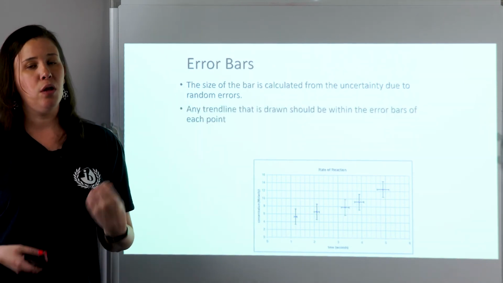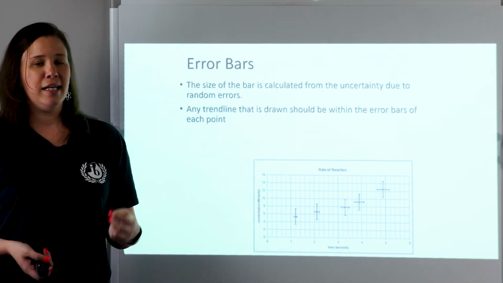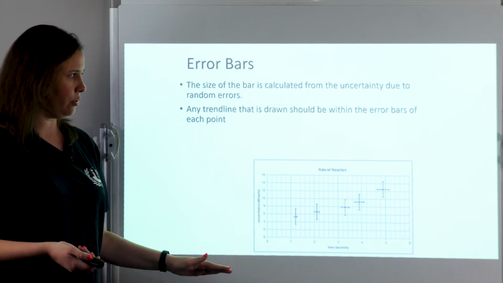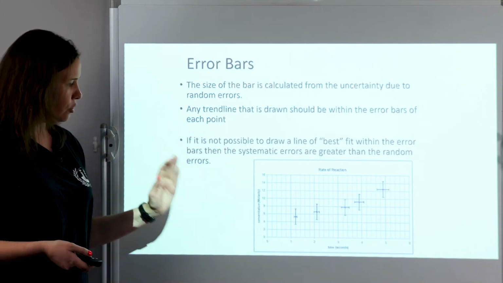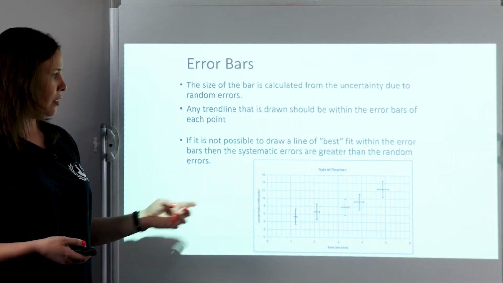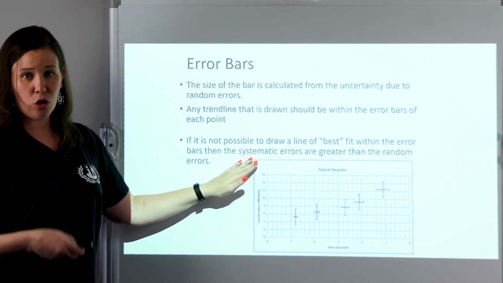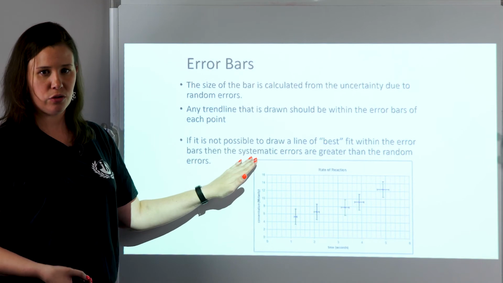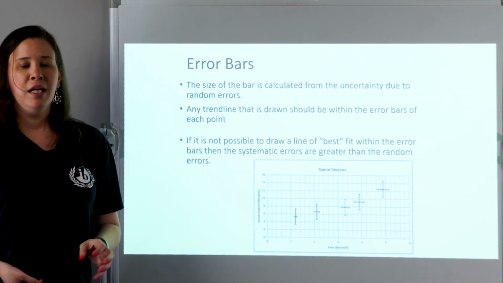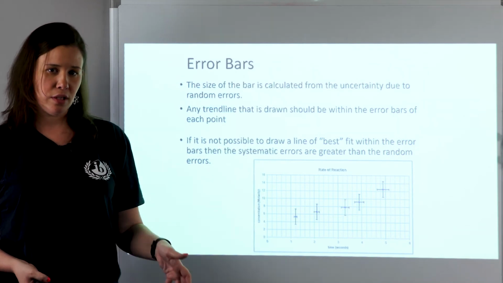And this can actually tell you a lot about your sources of error. Ideally, we would like our trend line to be drawn within the error bars. If you cannot get your trend line to fall within the error bars, that would indicate that your systematic errors are large. You have large systematic errors. They have a greater effect on your lab than your random errors. And this should drive your sources of error discussion.